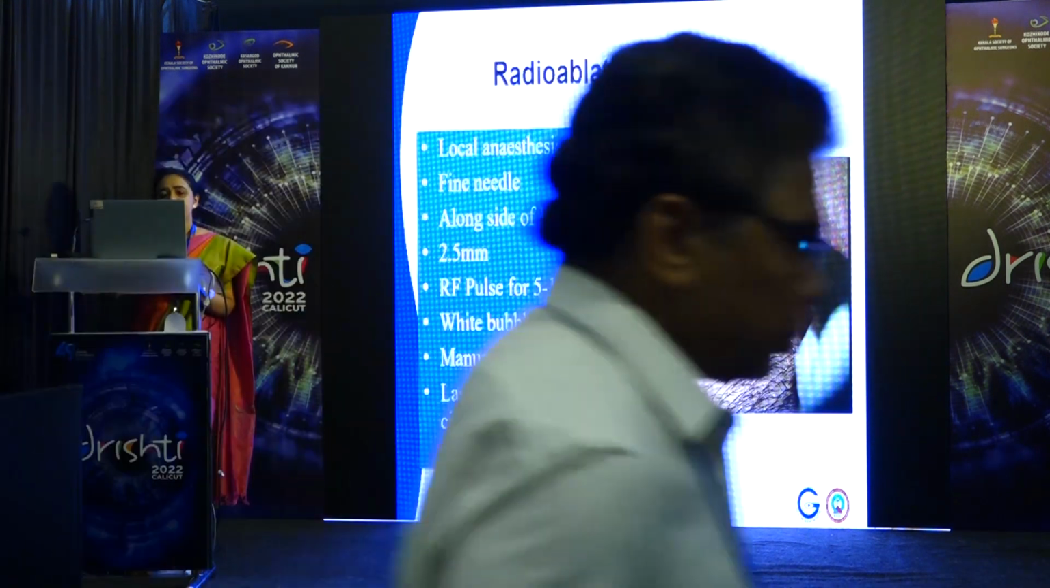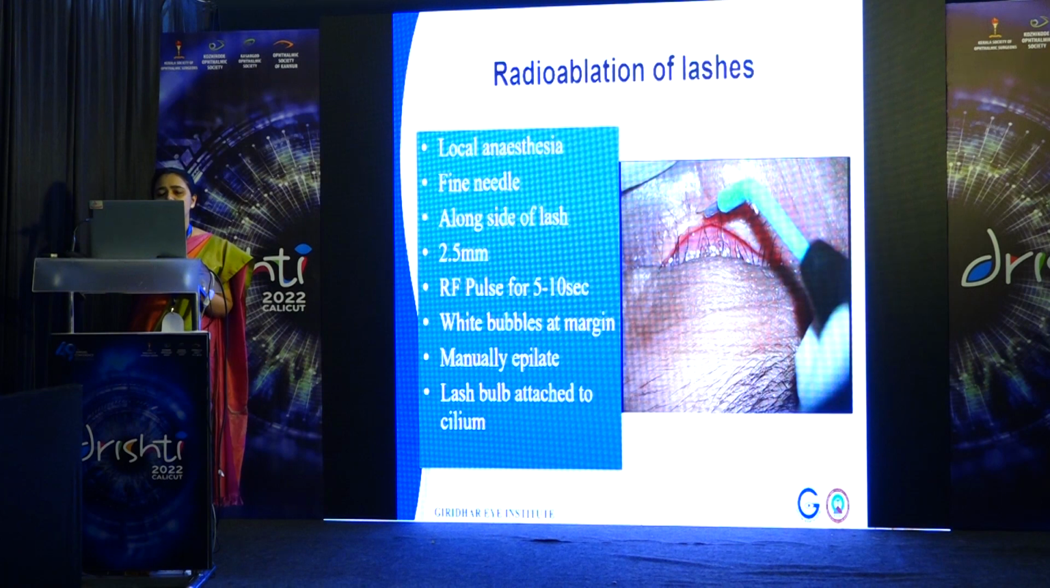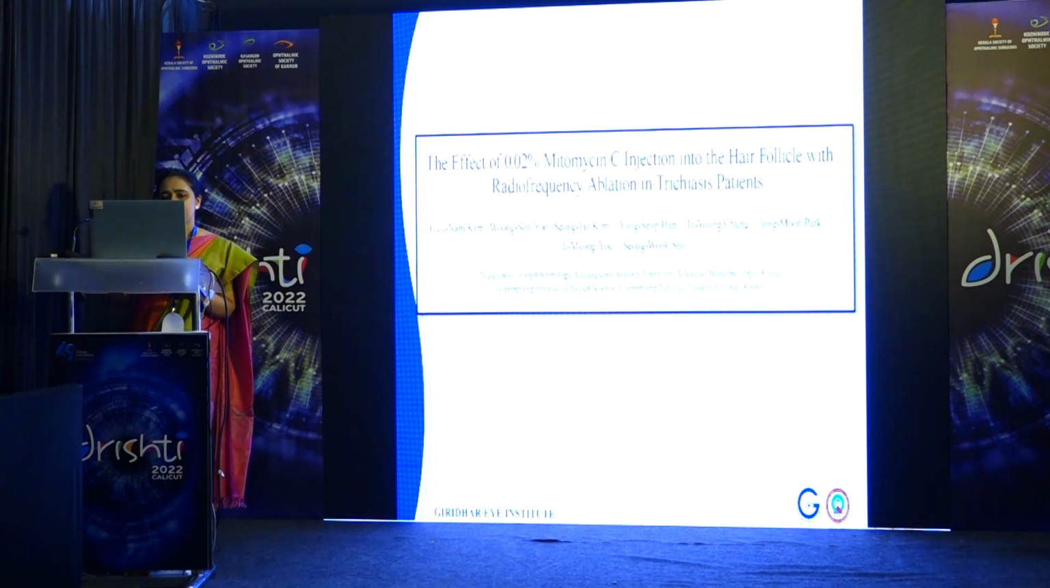So second is radio ablation of lashes. Here we need local anesthesia, and we need a radio frequency cautery to do this. A fine needle is used along the side. The needle is inserted along the side of the lash for 2.5 millimeters. A radio frequency pulse is given for 5 to 10 seconds. When you give the pulse, you can see some white bubbles, and then finally just remove the lash. If you have done it properly, you can see the lash bulb attached to the cilium.